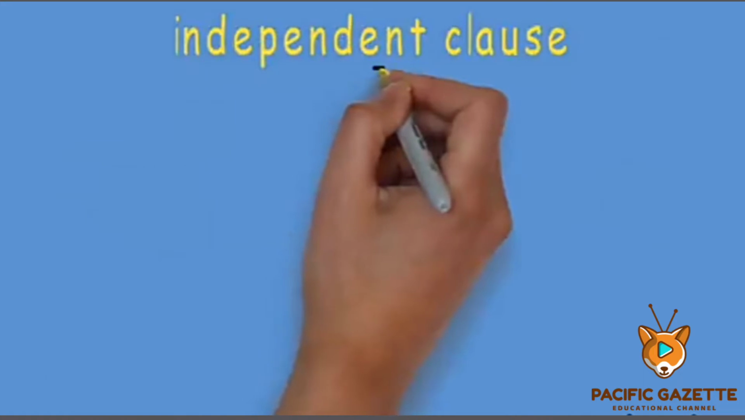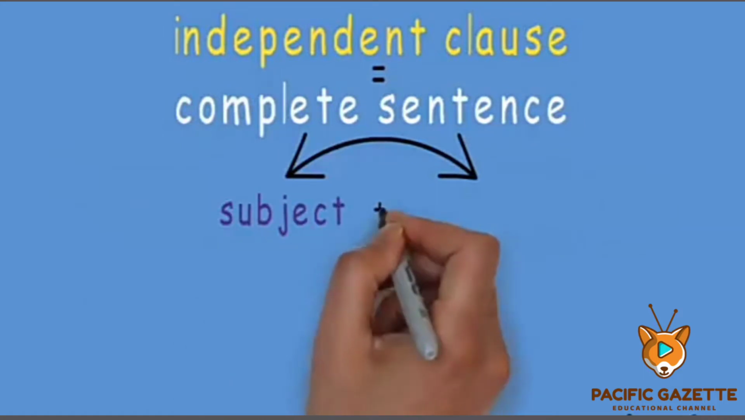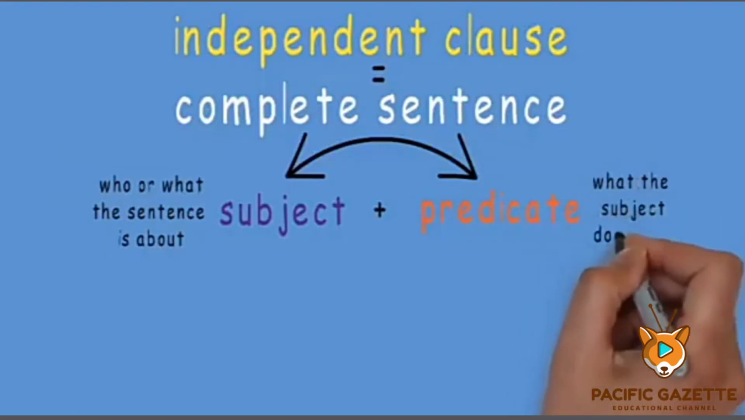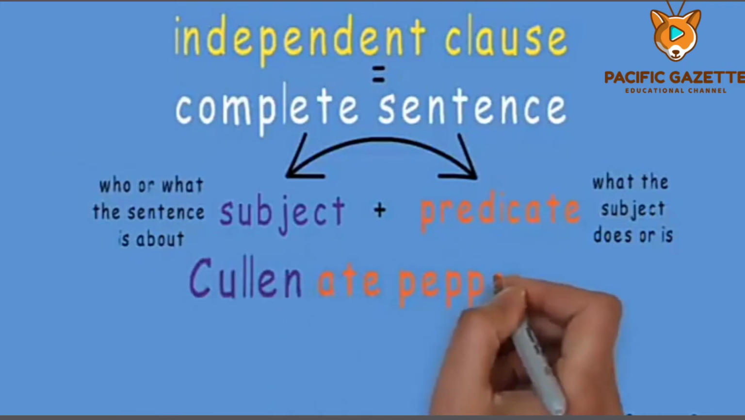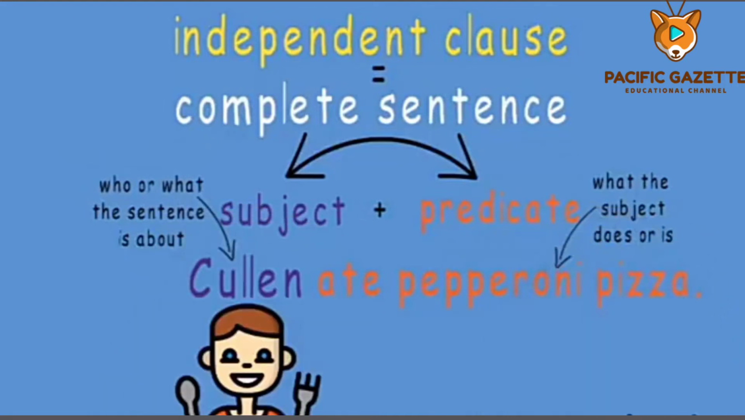A simple sentence has one independent clause. It is a complete sentence wherein it has a subject plus a predicate. The subject is the who or what the sentence is about, and the predicate is what the subject does or is. Let us have some examples. Colleen ate pepperoni pizza. Colleen is the subject, and ate pepperoni pizza is the predicate.